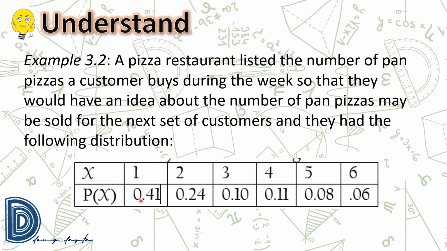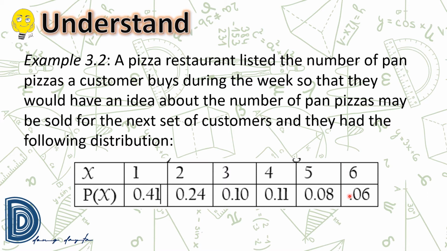Let x be the number of pan pizzas that may be sold. So if x equals 1, the probability is 0.41. If x equals 2, the probability is 0.24. If x equals 3, the probability is 0.10. If x equals 4, the probability is 0.11. If x equals 5, the probability is 0.08. If x equals 6, the probability is 0.06.